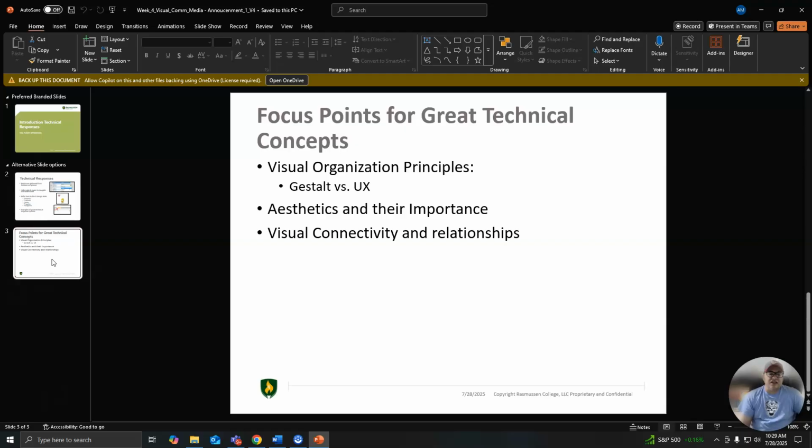We'll go into more detail about that, but this week we're going to focus on a few other concepts: Gestalt principles versus user experience and how those tie together, aesthetics and their importance, and then visual connectivity and its relationships. By connectivity, I don't mean visual cognition. I'm talking about whether the spacing is correct and whether everything connects well and is organized properly. You're going to have to get that thought out of your head, because a lot of people have the misconception that connectivity is tied to cognition, which it's not. We'll go over that in lecture tonight.